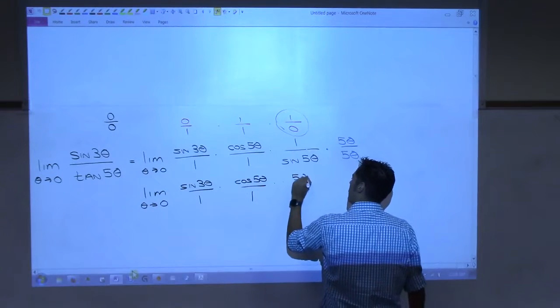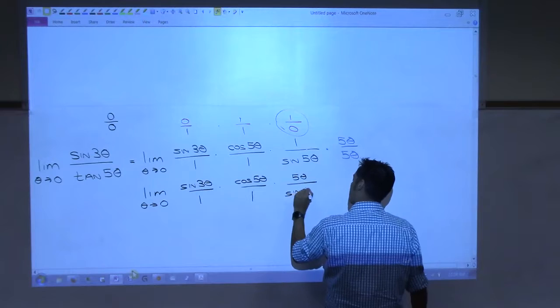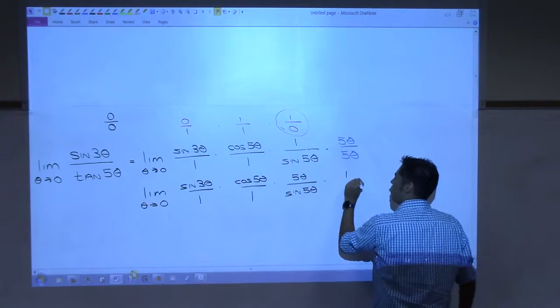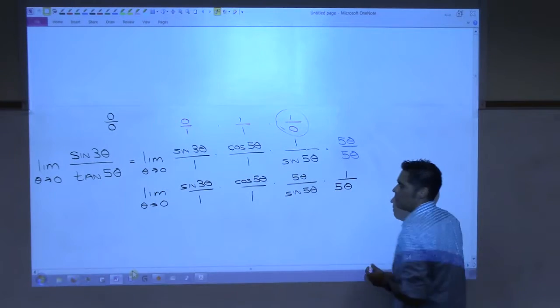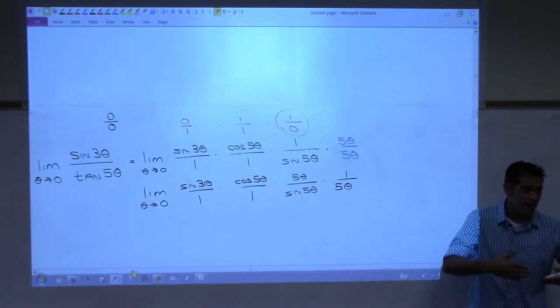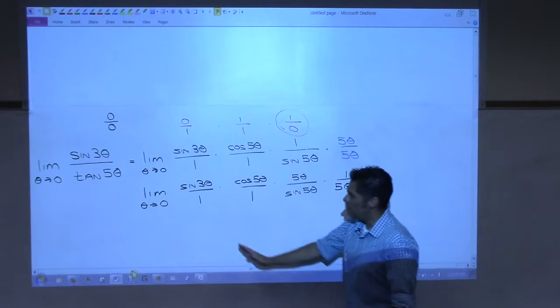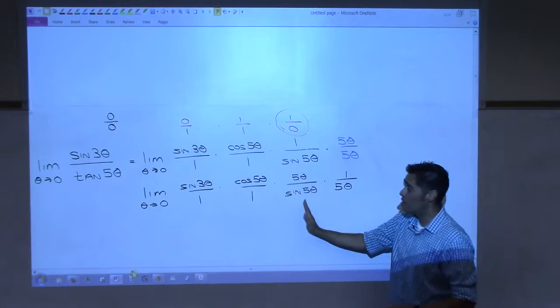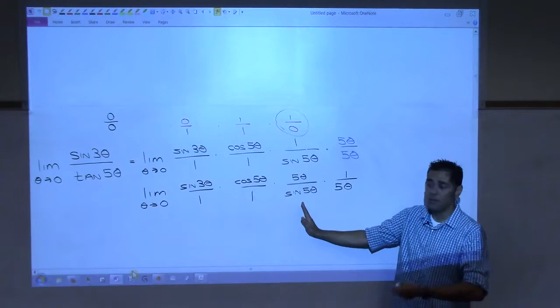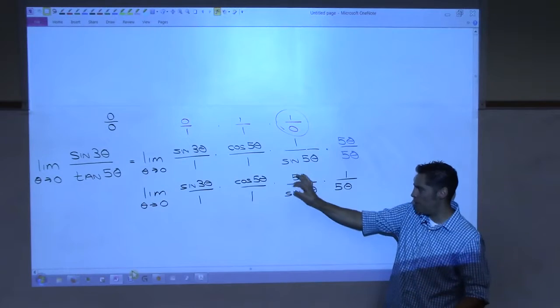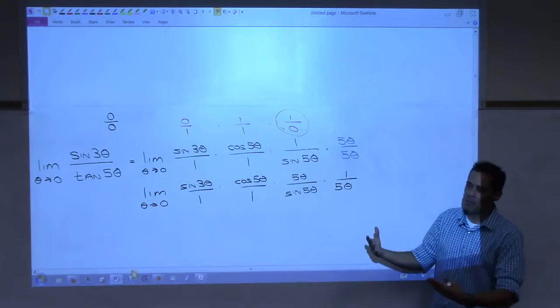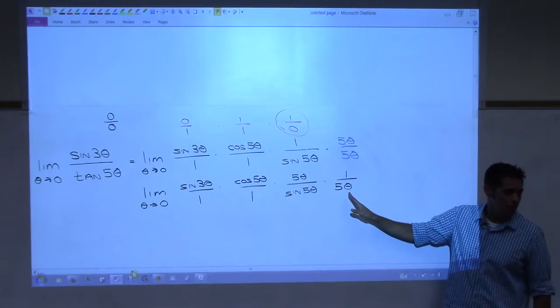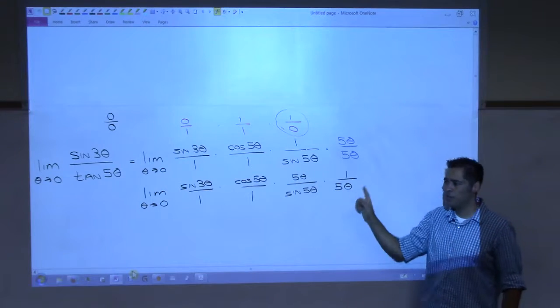And then 5 theta over sine 5 theta, times 1 over 5 theta. And so when we run through this again, and we say, okay, this is going to go to 0, that's okay. This is going to go to 1, that's okay. This is going to go to 1, that's good. We've solved the problem of having the division by 0. But then we realized that we actually created a new problem right here, that we have division by 0 again.